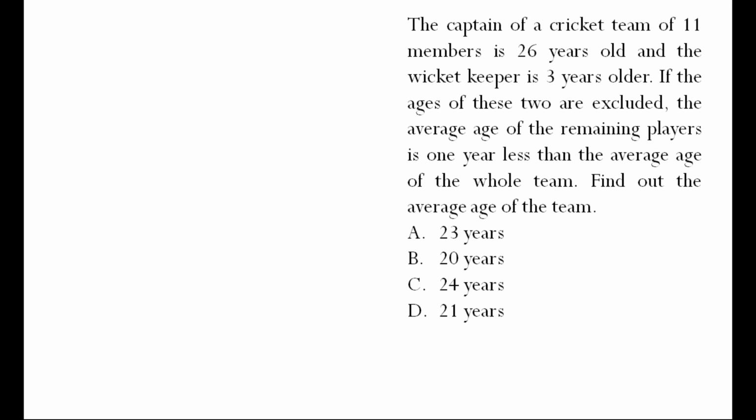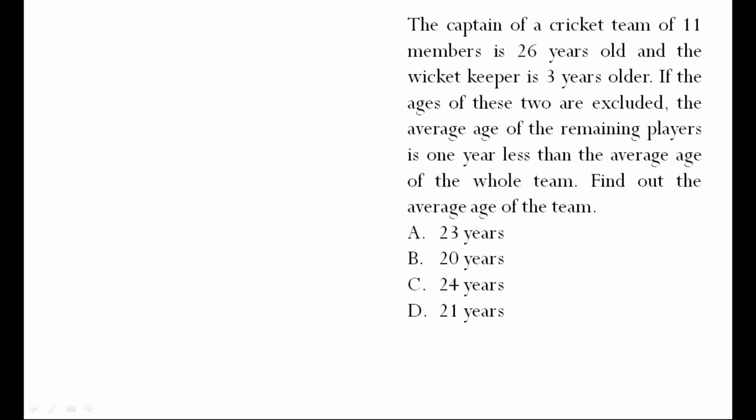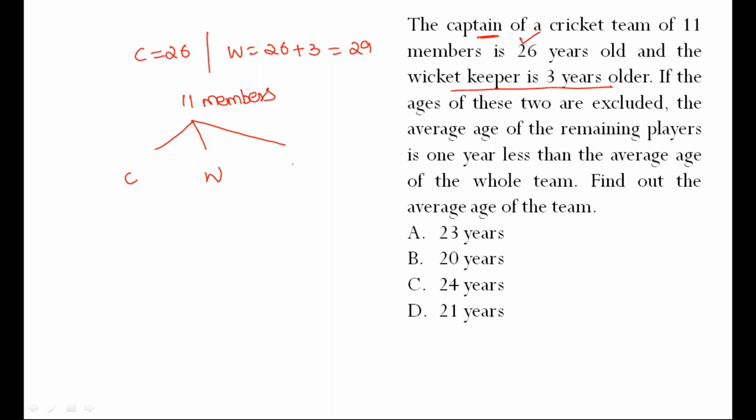See this question, guys. A captain of a cricket team of 11 members is 26 years old. So the captain's age is 26 years. Fine. The wicket keeper is 3 years older than the captain. So 26 plus 3, 29. Now, among these 11 members, one is captain, one is wicket keeper, and still you have 9 members.